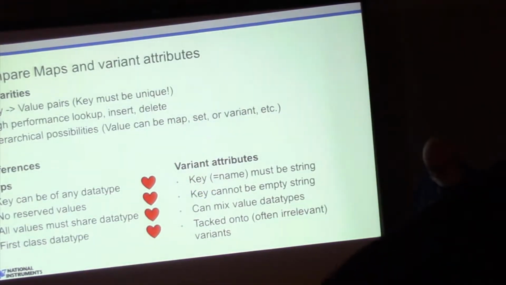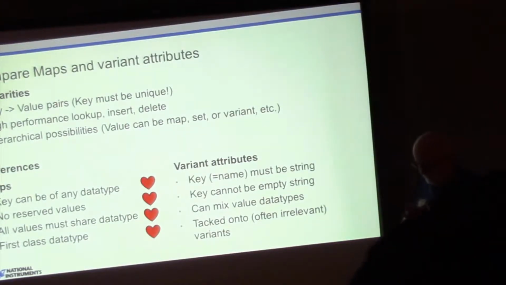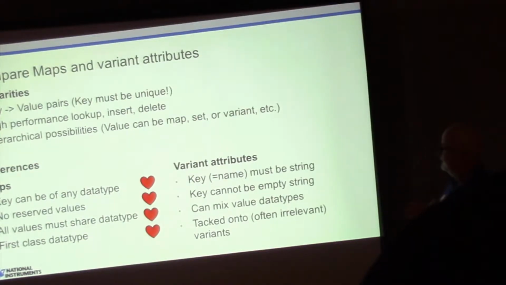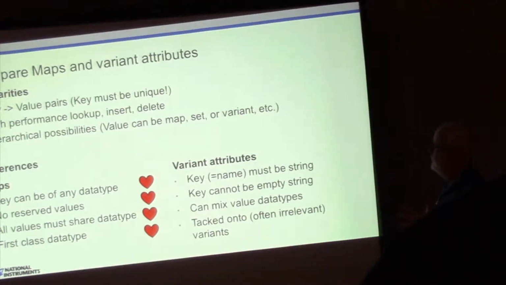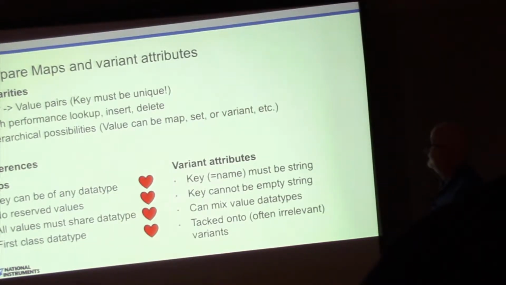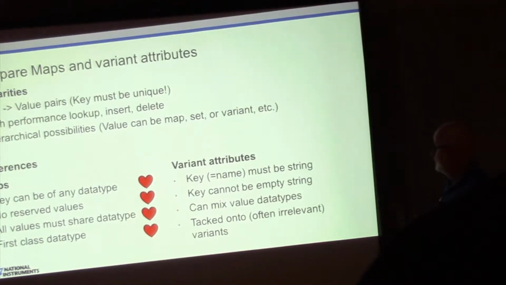So now, as I said, a map is basically the same thing as a variant attribute collection, right? They're very similar. We have key value pairs, and the key must be unique. That's absolutely required. We have high performance lookup, insert, and delete, and we have hierarchical possibilities. The value can be a map, a set, or a variant, etc. There are also differences. They're very important.